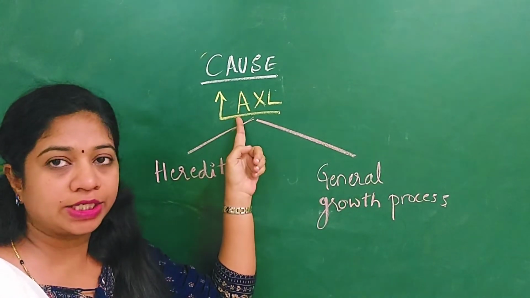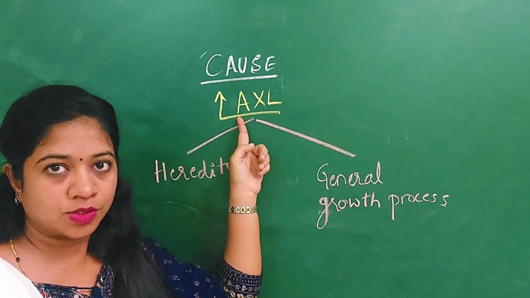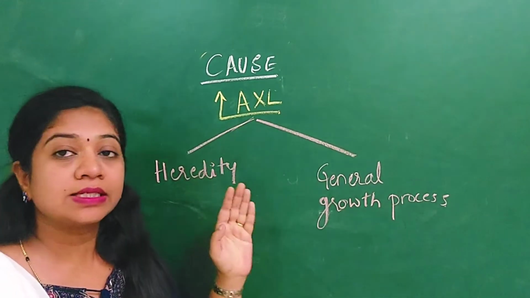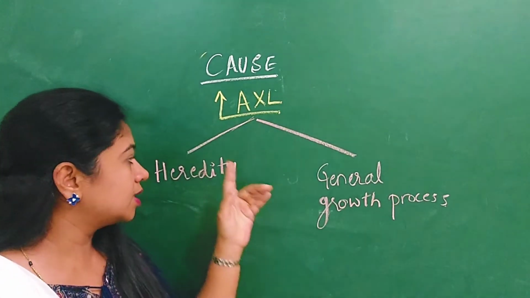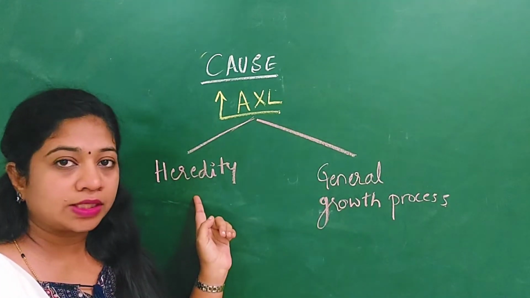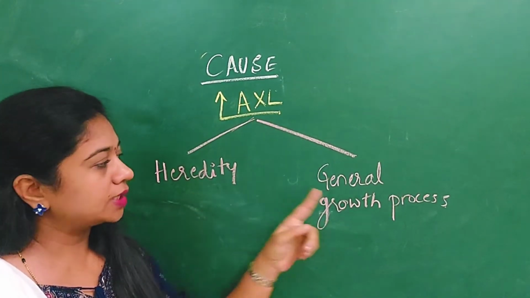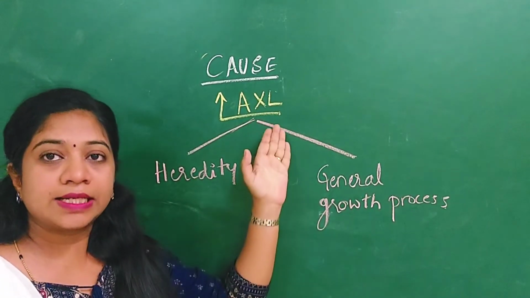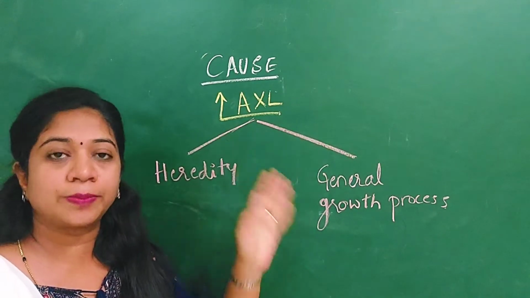So what is the cause of pathological myopia? It is usually secondary to increased axial length. That is the mechanism of development of pathological myopia. So why is there such an increase in the axial length in these patients? The contributing factors are, one, the hereditary factor and, second, the general growth process. Because of these two factors, there is an increase in the axial length leading to pathological myopia.